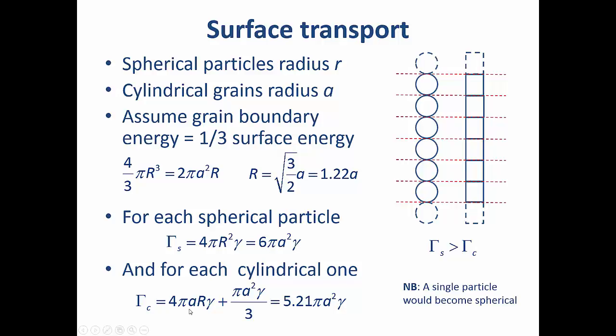For each cylindrical particle, we'll have 4πar times γ, plus the grain boundary energy term, which we said is equal to 1/3 of the surface energy term, so we end up with πa²γ divided by 3, and overall, writing that in terms of a rather than capital R, we end up with 5.21πa²γ. So a set of spherical particles like this would sinter to become a long cylinder of particles, and that has actually been demonstrated with things such as sodium chloride. Of course, if you just started off with a single particle, its lowest surface energy state would be for it to become a sphere.